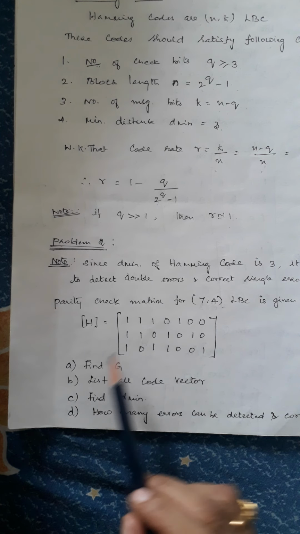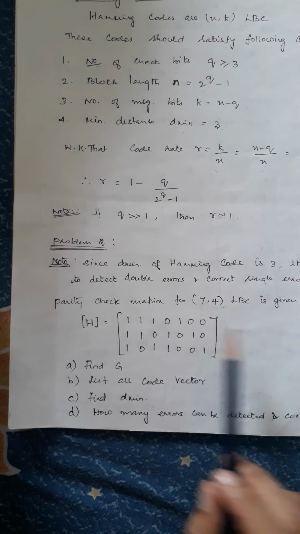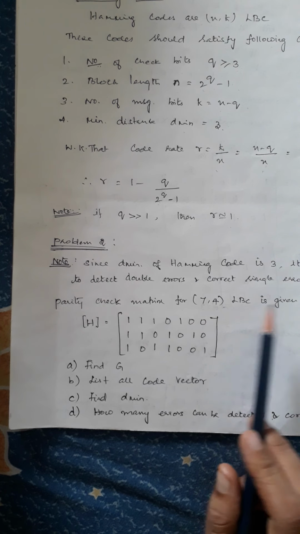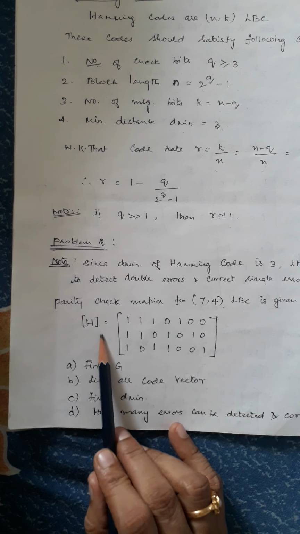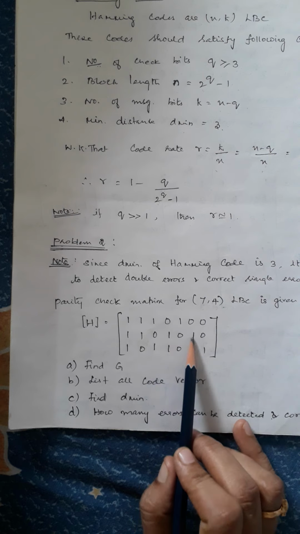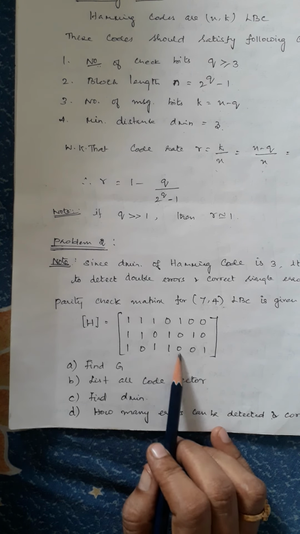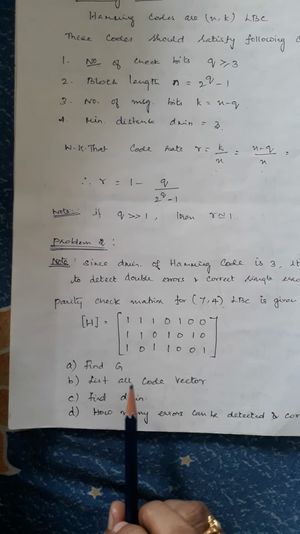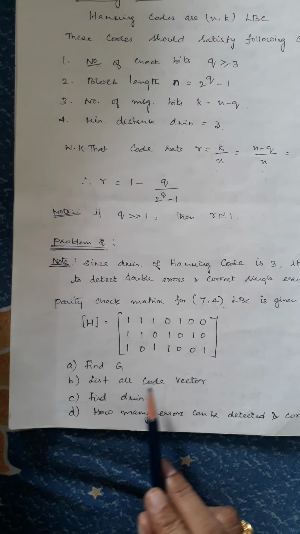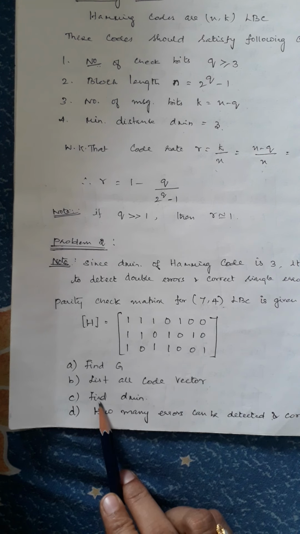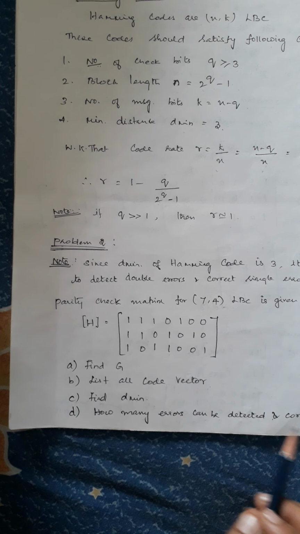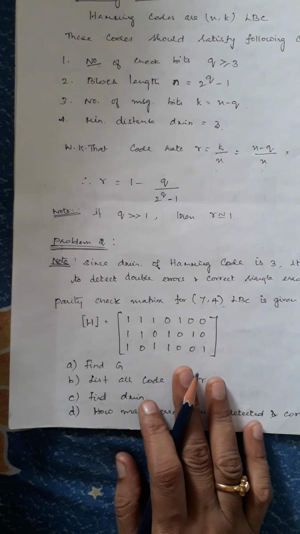Okay. Now let us have a parity check matrix of a (7, 4) LBC, that is linear block code, given by H is equal to 1 1 1 0 1 0 0, 1 1 0 1 0 1 0, 1 0 1 1 0 0 1. You are asked to find G, the generator matrix, list all the code words possible, find the minimum Hamming distance, and say how many errors can be detected and corrected. So this is the matrix given.